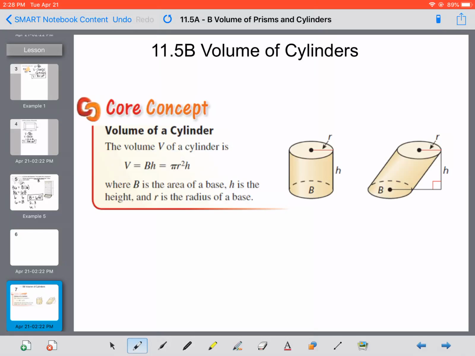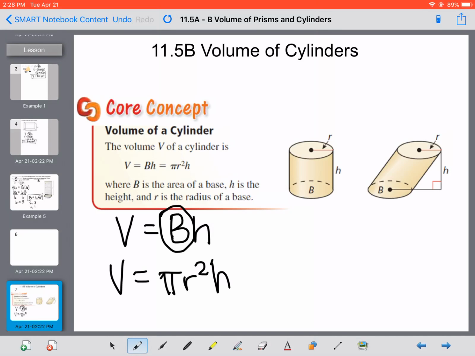Okay, so today we're going to talk about the volume of a cylinder. Well, a cylinder is really a prism, but what's unique about a cylinder is that the bases will always be a circle. So we learned yesterday that the volume of a prism was BH, but this B represented the area of the base. Well, because it's a cylinder, all cylinders have a circle as the base, which means the volume of a cylinder will always be pi r squared times the h, because pi r squared is the area of a circle. So our volume of a cylinder is always going to be pi r squared h.